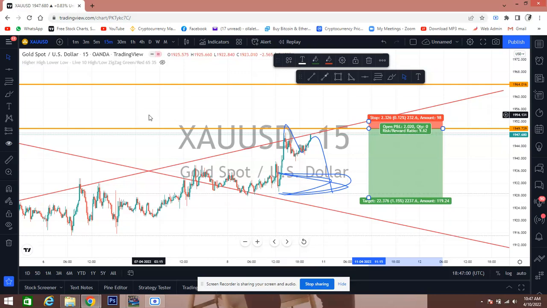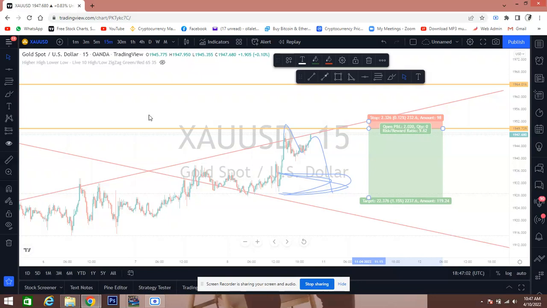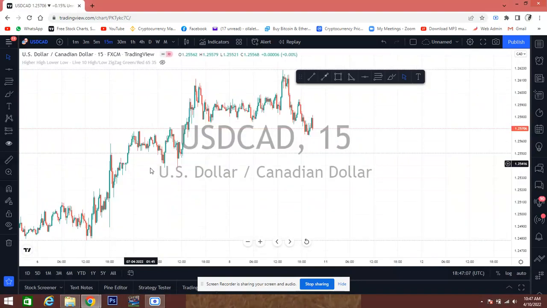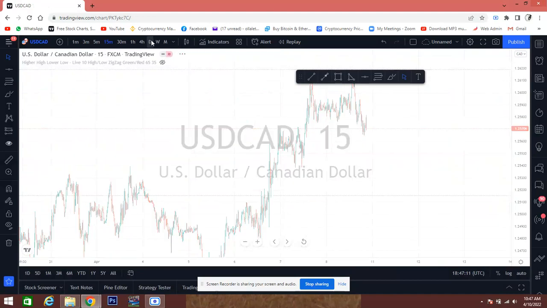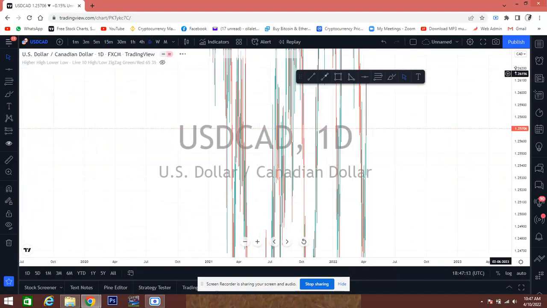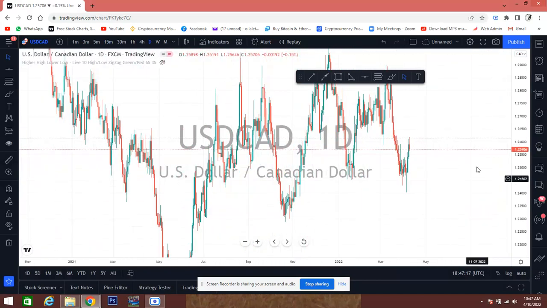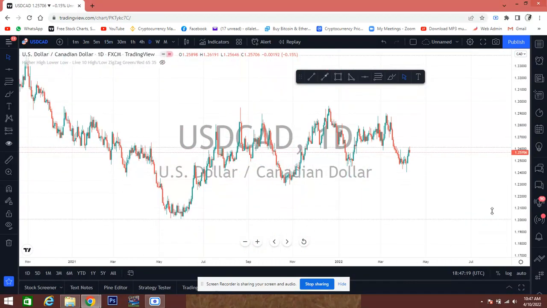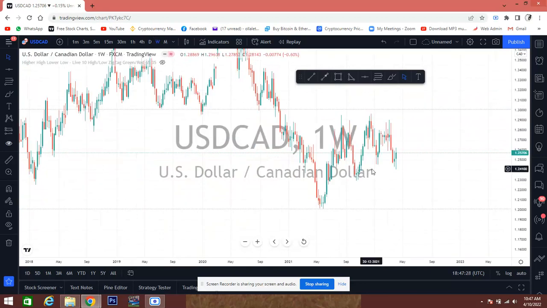Now let's see USD CAD. As at last week, from the beginning of last week, I told a number of people to sell USD CAD. Let's pay attention to the daily time frame. That is, if you sell USD CAD, price was around here. I'm coming to USD CAD on the daily time frame, on the weekly time frame. Let's see what happened on the weekly time frame.